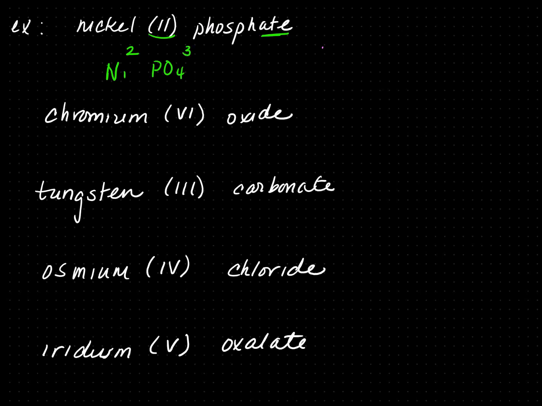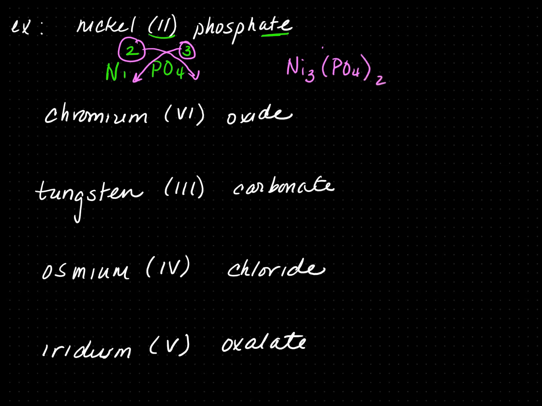The 2 and 3 cannot be reduced, so now we crisscross. The 2 from the nickel goes to the phosphate. The 3 from the phosphate goes to the nickel. So this becomes Ni3. We need parentheses around phosphate because there's more than one.